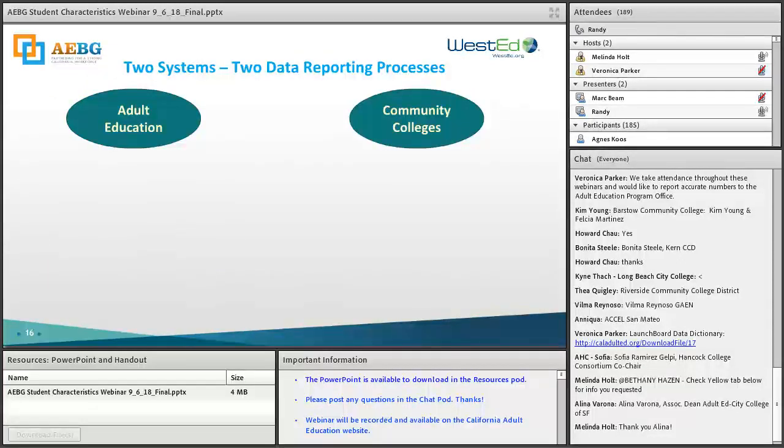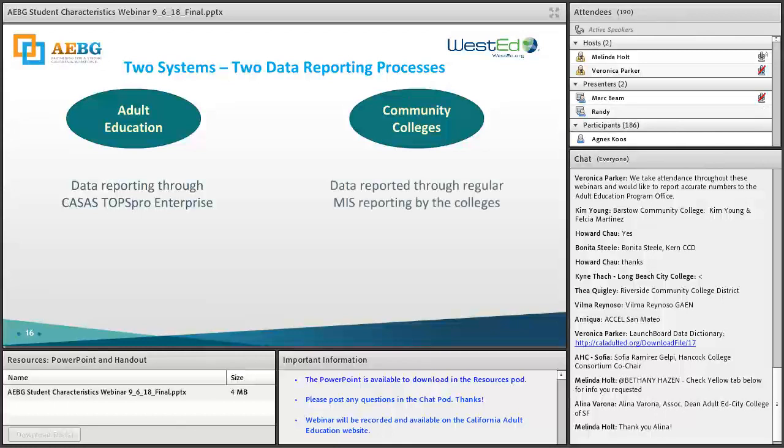And the other part of the really strategic importance of alignment is you have K-12 adult schools and you have community colleges. They have different reporting systems. So adult education reports through TOPSpro Enterprise. Now colleges for adult ed have been reporting through TOPSpro Enterprise through 17-18, but this year we're pulling the data from MIS. So we'll be capturing all the community college data through regular MIS reporting.